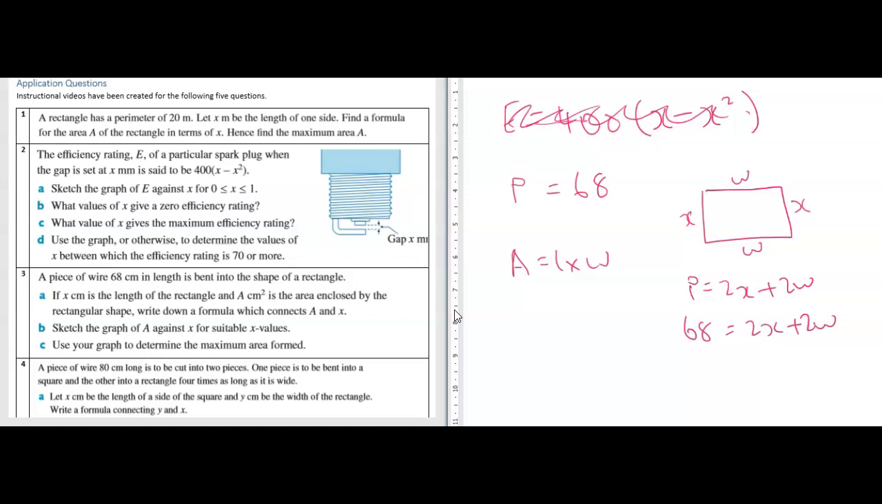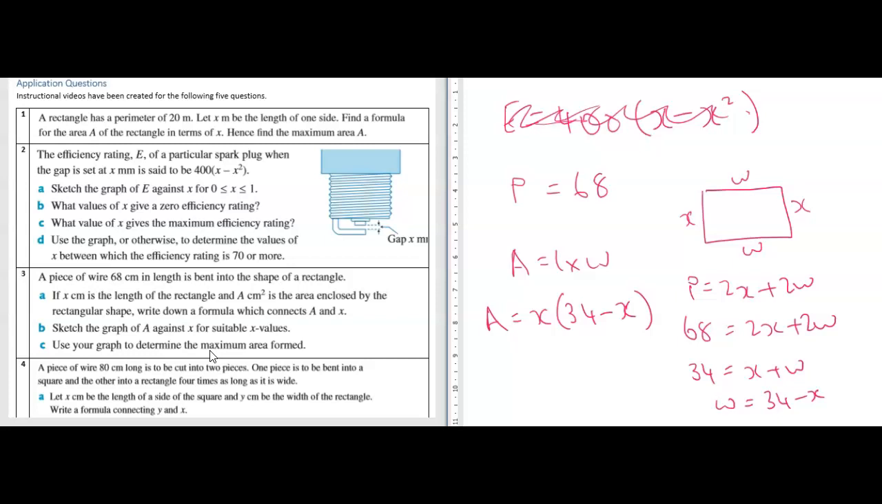Now I can go through and divide everything by 2, so then I'm left with 34 equals x plus w. So that means your width is equal to 34 minus x. So your area formula is just going to be your length, x times 34 minus x. And I'm going to leave it like that. I'm not going to expand it.